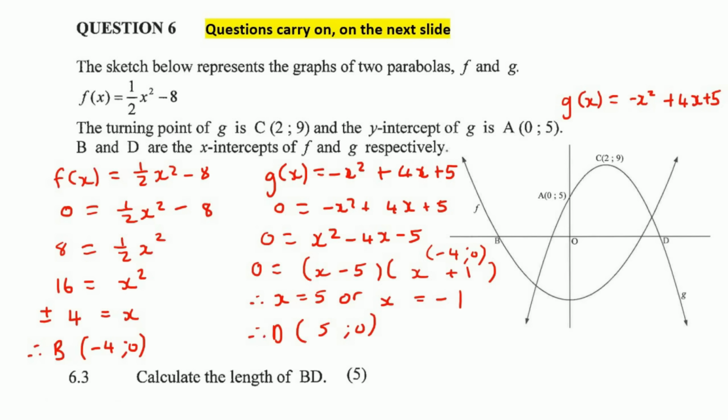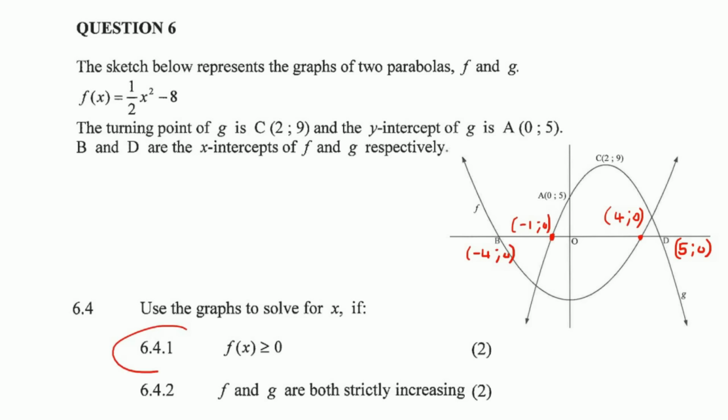Now, you can easily get the length from here to here. You don't even have to use the distance formula. Think about it. You're going from minus 4 up to 5. How many units is that? That's 9 units. Therefore, the answer is 9 units. If you wanted to use the distance formula, it would still work.